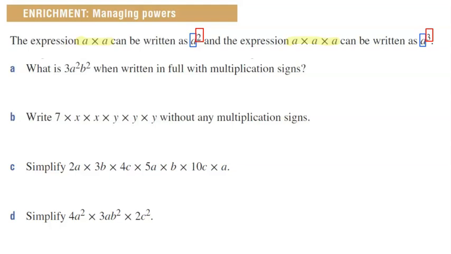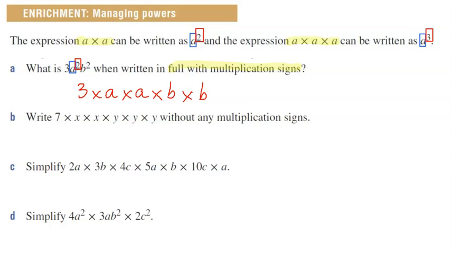Looking at part A then, what is 3A to the second, B to the second, when written in full with multiplication signs? It means write this expression in expanded form. And so that will mean 3 times A times A times B times B in expanded form.